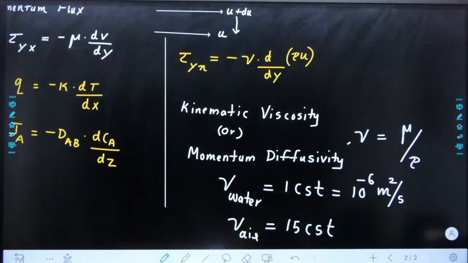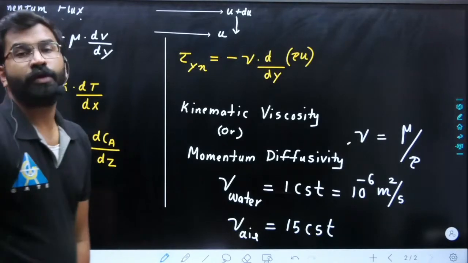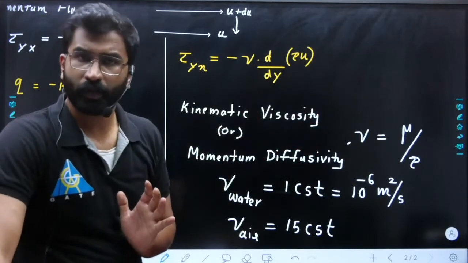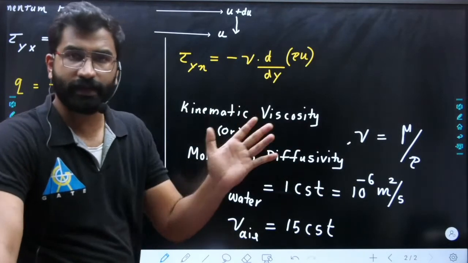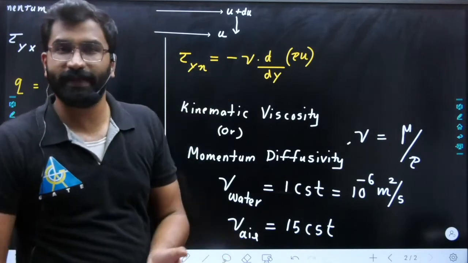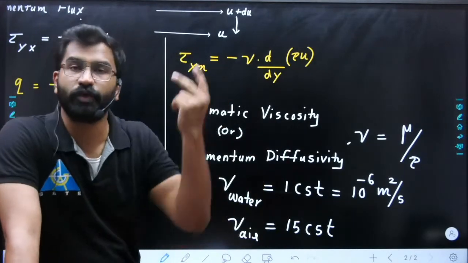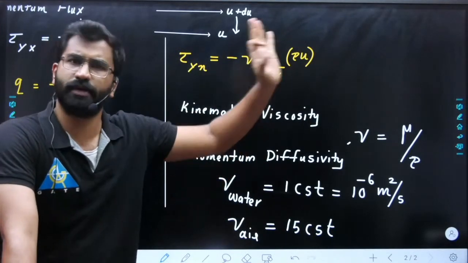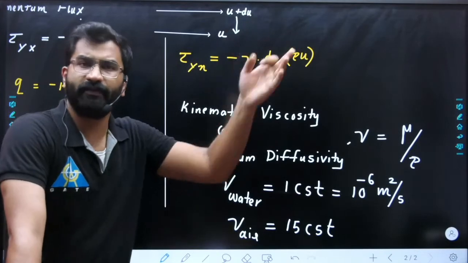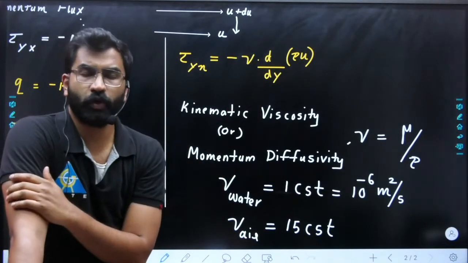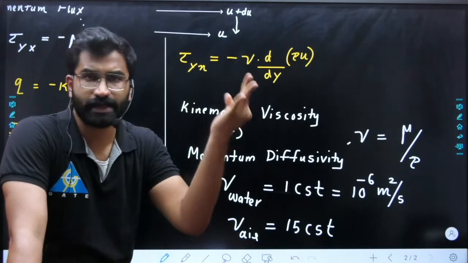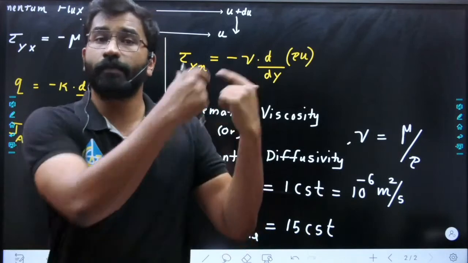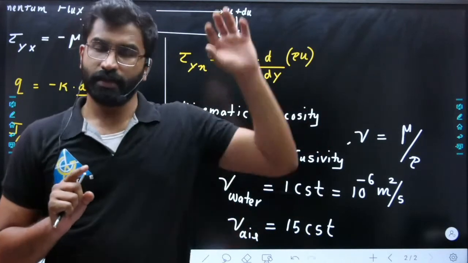Same way, you will have thermal diffusivity in your heat transfer. So this is your momentum diffusivity. Based on these diffusivities, you will have dimensionless numbers: Prandtl number, Lewis number, etc. So connecting mass transfer, heat transfer and fluid mechanics, you have three dimensionless numbers. In your mass transfer also you will learn this, so try to remember those things.